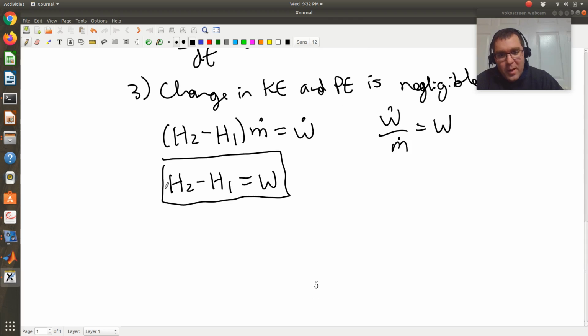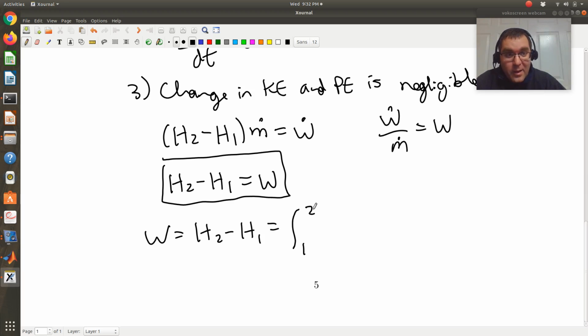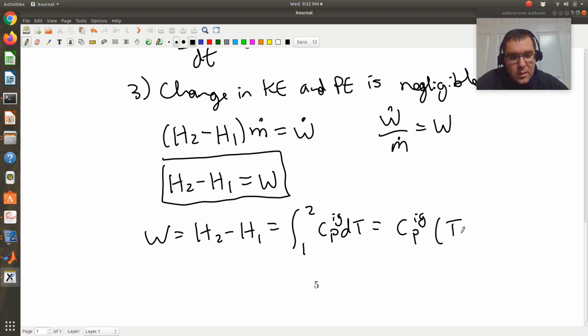All right, so for my ideal gas, I have that W is equal to H2 minus H1, which will be equal to the integral from my initial, or inlet, to my exiting state, or initial to final, of Cp dT, where we're given a value of heat capacity which is independent of temperature. So this is going to be Cp ideal gas times T2 minus T1.